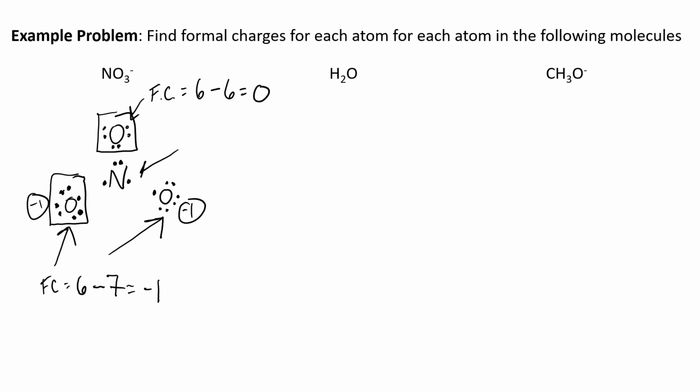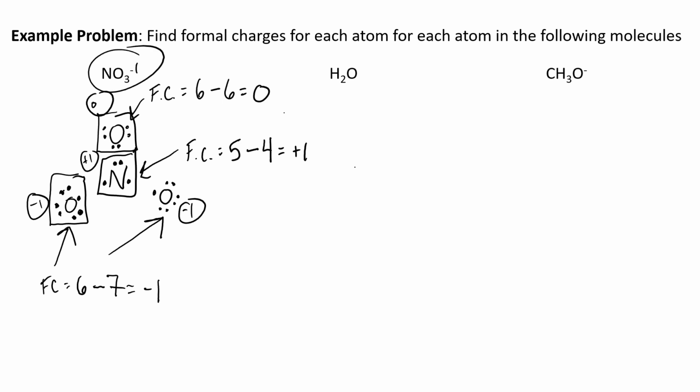All right, finally, let's look at our nitrogen. We have a group number 5 minus, now if we look at how many it owns, 4, giving us a formal charge of +1. So does the sum of the formal charges equal the charge on the particle? I have -1, -1, plus 1, that equals a -1, which does equal the charge on the particle.